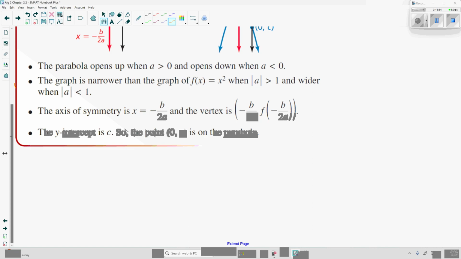The axis of symmetry in standard form is given to us by the equation x is equal to negative b over 2a. And the vertex is given to us by the point negative b over 2a, comma f of negative b over 2a. And the y-intercept is the point 0 comma C, where C is the constant.